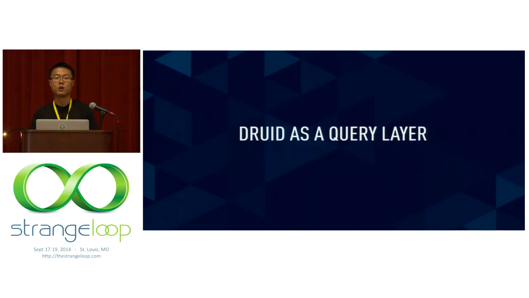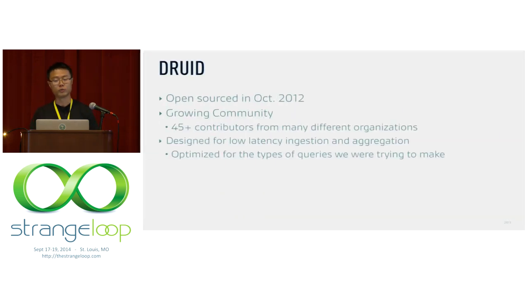So a few years ago, we ended up building our own data store, and that data store is called Druid. Druid was first open sourced in late 2012. Since then, it's seen a growing community, and we've seen contributors from many different organizations. Druid now runs in production at companies you've probably heard of, such as Yahoo or Netflix, and many other startups that you probably haven't heard of.